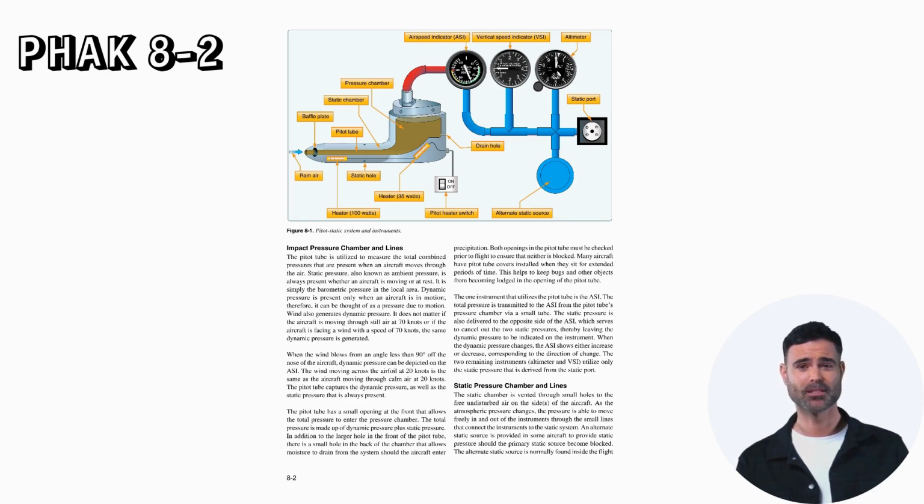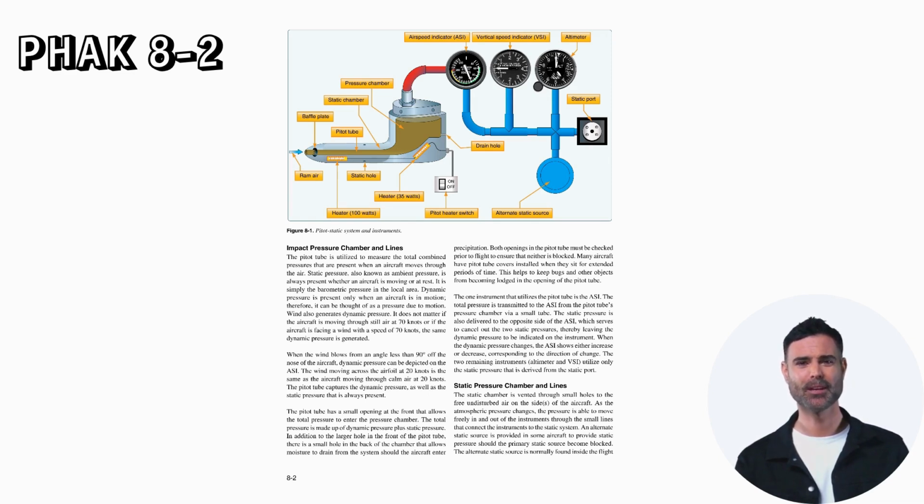The two remaining instruments, altimeter and VSI, utilize only the static pressure that is derived from the static port. Static pressure chamber and lines. The static chamber is vented through small holes to the free, undisturbed air on the side of the aircraft. As the atmospheric pressure changes, the pressure is able to move freely in and out of the instruments through the small lines that connect the instruments to the static system.